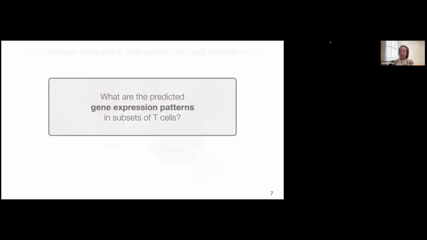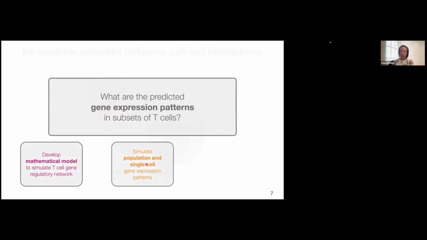And so we've developed a body of work that we are using to, first of all, predict the expression of genes in different subsets of T cells. I'll talk about that in this first part of the presentation, where we've developed a mathematical model to simulate the gene regulatory network within T cells. We can run that model to look at both population level and single cell level gene expression patterns, and then also use the model to predict the effects of interventions that aim to alter gene expression, specifically to inhibit that exhausted phenotype of T cells.